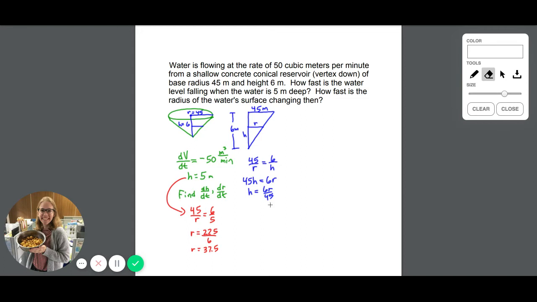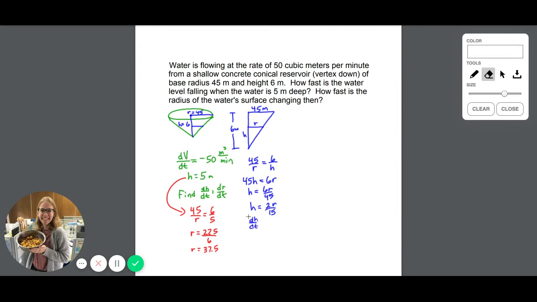Now we can differentiate both sides to find the relationship between dh/dt and dr/dt. The derivative of this left-hand side, the derivative of h, is going to be 1 times dh/dt, which you can just write as dh/dt. Oh, sorry, first we can simplify this as well.